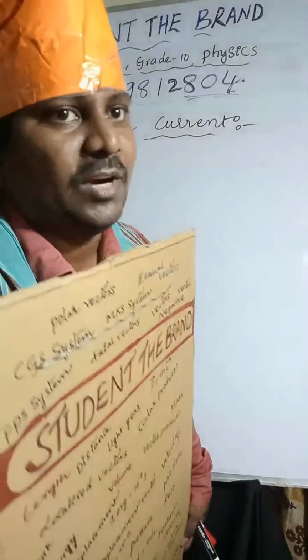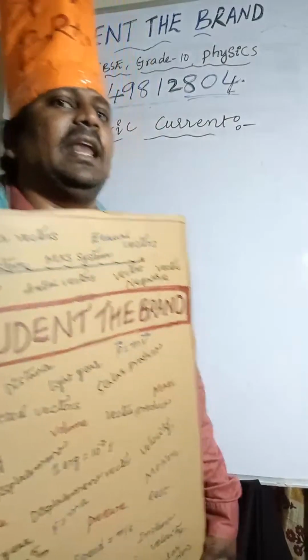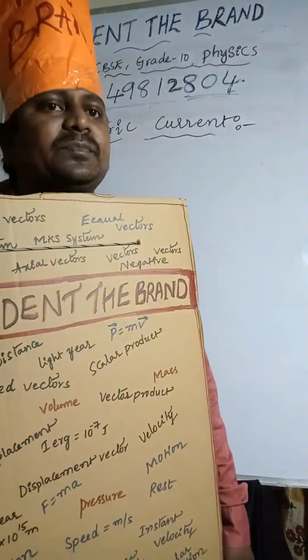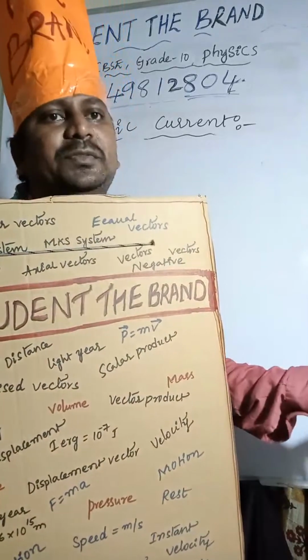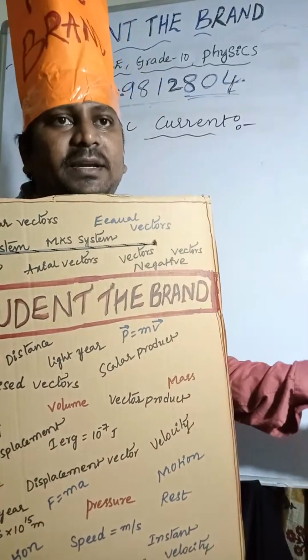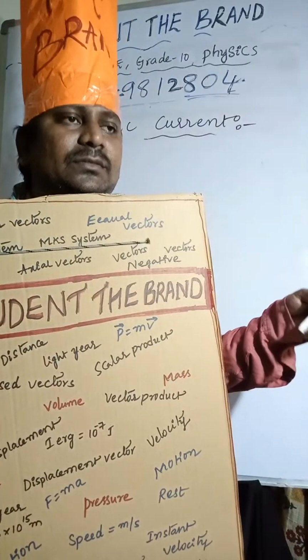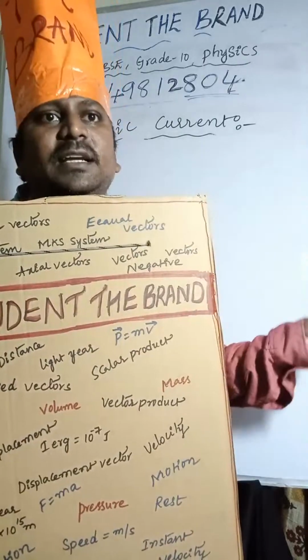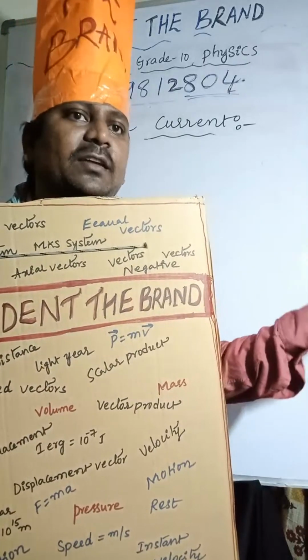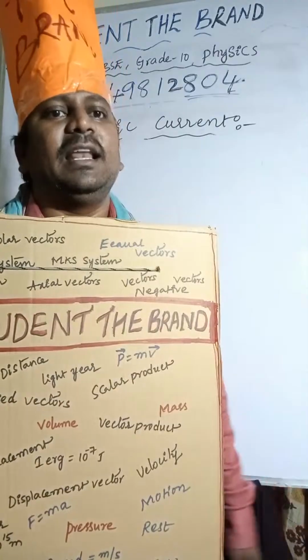Electrical appliances. What are those electrical appliances? Electrical appliances are nothing but cell, battery, open switch, closed switch, ammeter, voltmeter, and we can take wire joining, wire crossing, and bulb. So these are the electrical appliances.